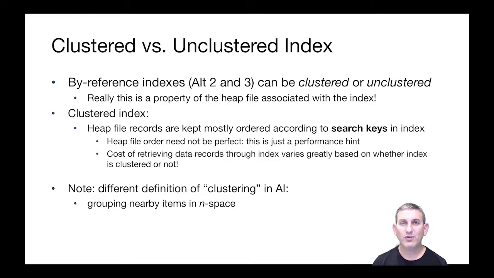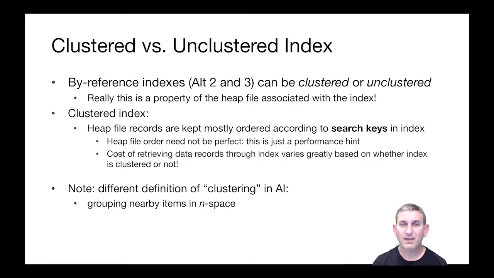Now, this heap file order doesn't have to be perfect. It's just a performance hint that improves things. So it's not actually a sorted file. We'll allow it to be unsorted, but we're going to hope that it's mostly sorted in order. And the cost of retrieving data records through an index varies greatly based on whether it's clustered or not, and sort of how clustered it is. How close is the ordering in the heap file to the ordering in the leaf level of the index?